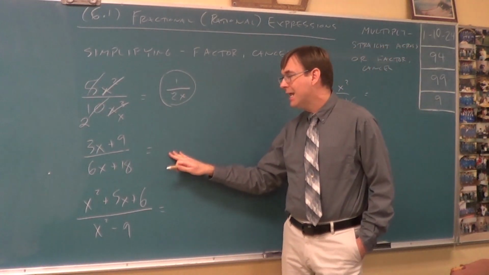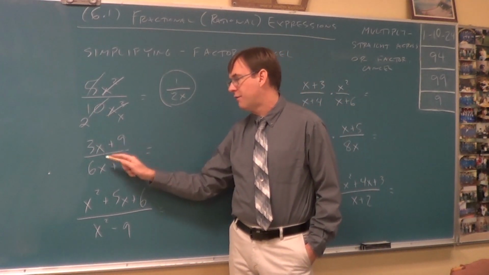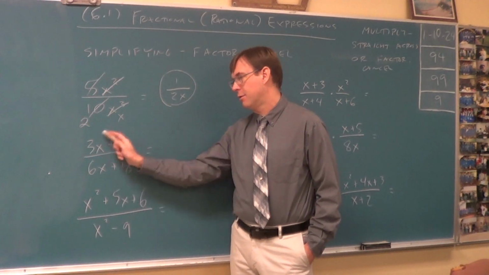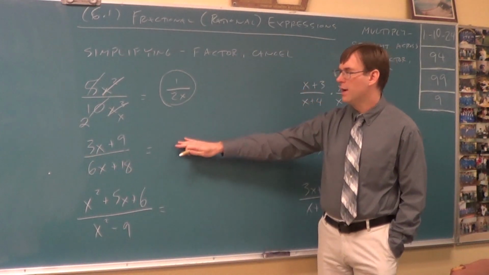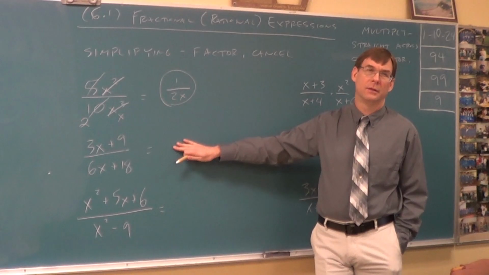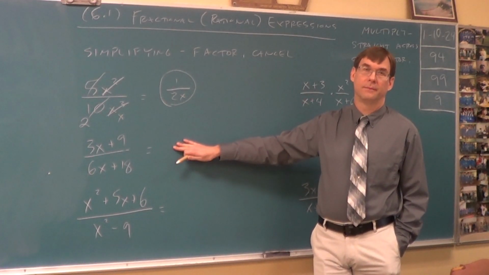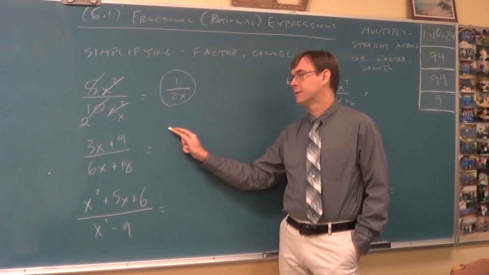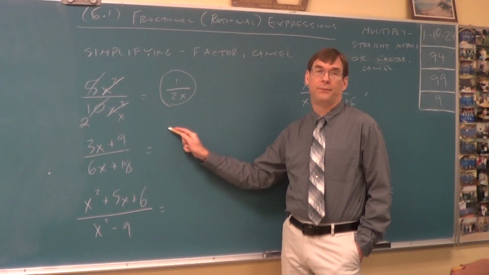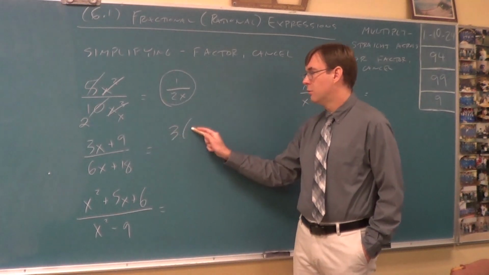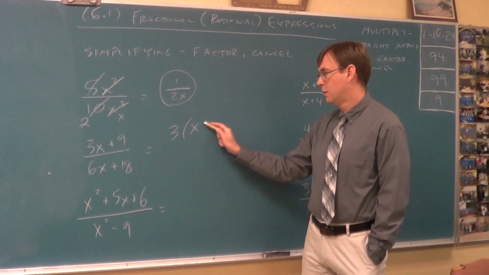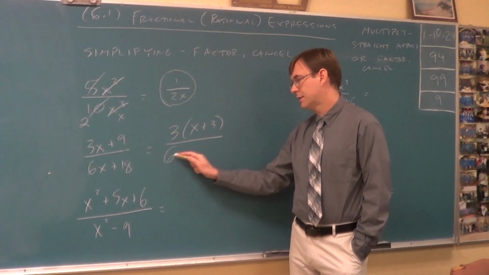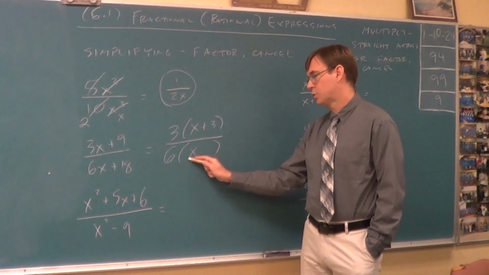This one, again, we can't just cancel. You can't just start crossing off x and x, or 6 with 9, or 3 with 18, or anything with anything. Why on this one are we not cancel ready? It's not multiply. We need to make a multiply problem by factoring. So how can you factor the top? Take out a 3, which leaves you x plus 3. On the bottom, take out a 6. That leaves you x plus 3.